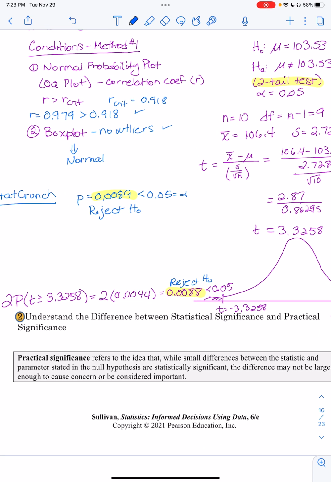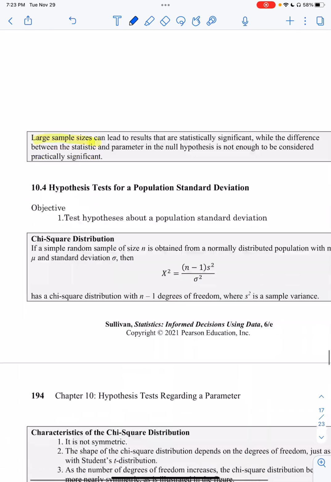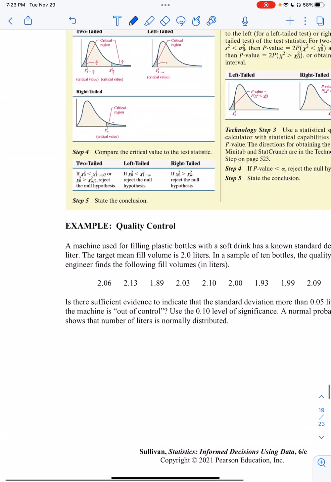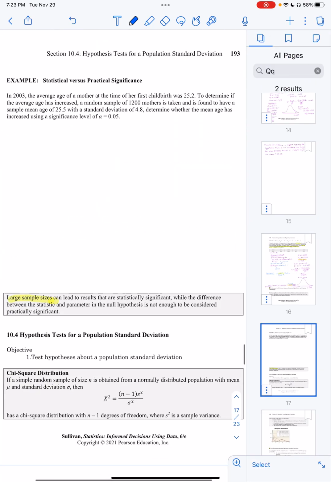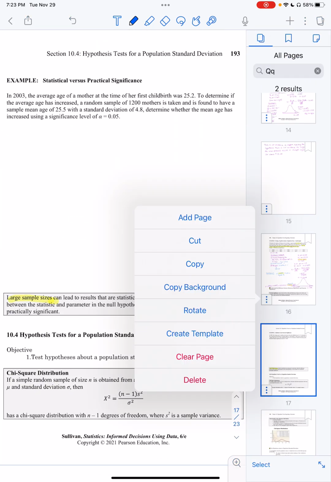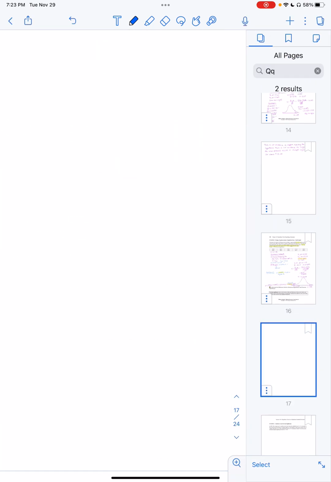If I want to go ahead and write this up, I'm going to fly to the very end here real quick. Oh, maybe I won't. That was a long one. Okay, let's add a page.